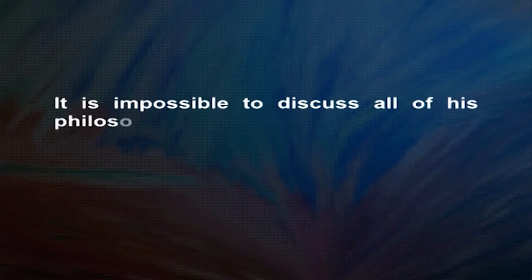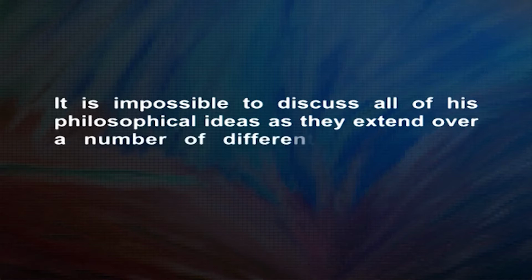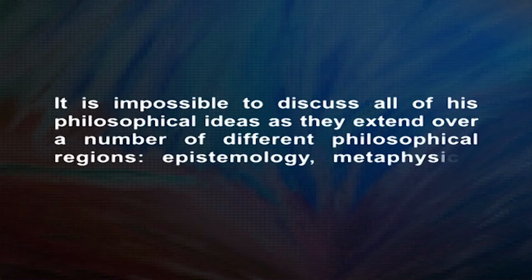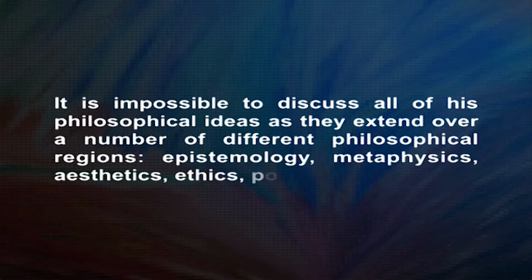It is impossible to discuss all of his philosophical ideas as they extend over a number of different philosophical regions: epistemology, metaphysics, aesthetics, ethics, politics, and religion. What follows here will be a brief account of Kant's key concepts in the field of aesthetics.